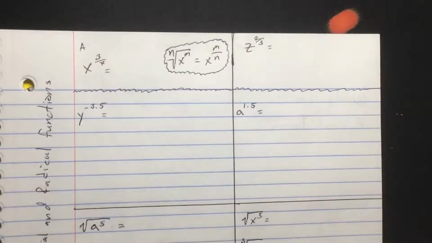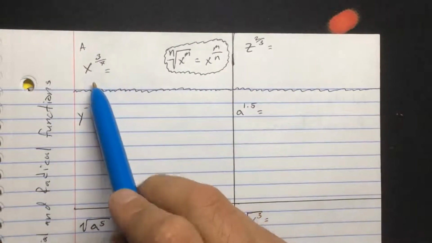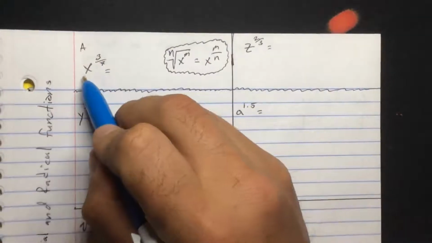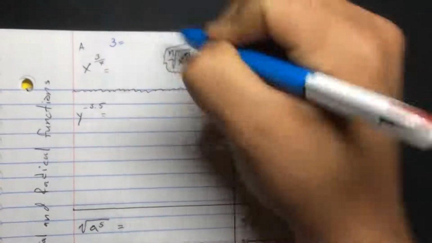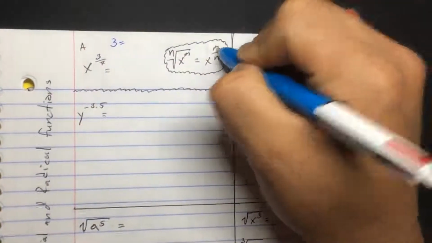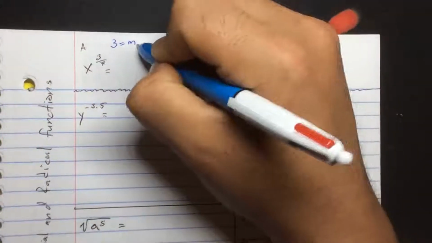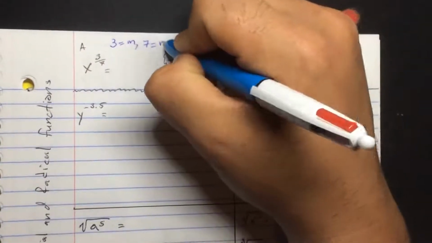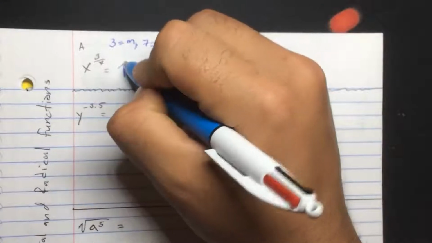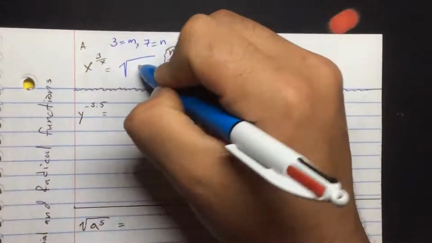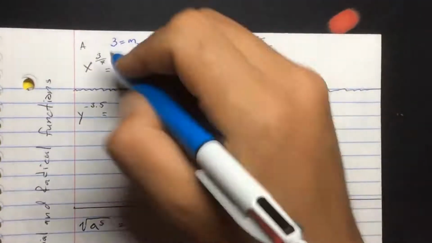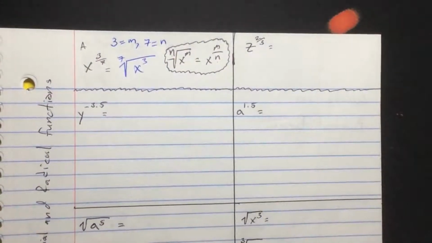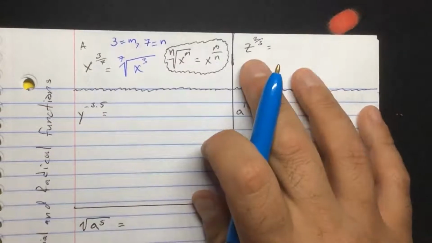Let's go ahead and do our blue. We're just going to plug in what these are. We have x to the 3/7. So our 3 is going to be equal to our m, and our 7 is going to be equal to our n. Now we can set up our radical, and we put our base inside, and our nth root was 7, and our power was 3. Simple, nice and easy.